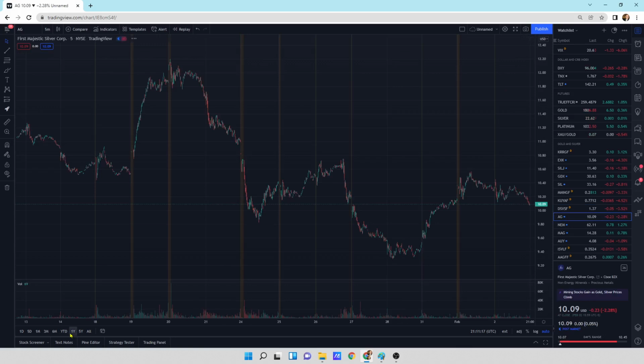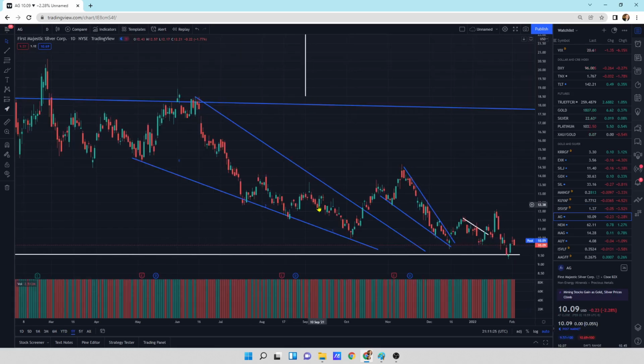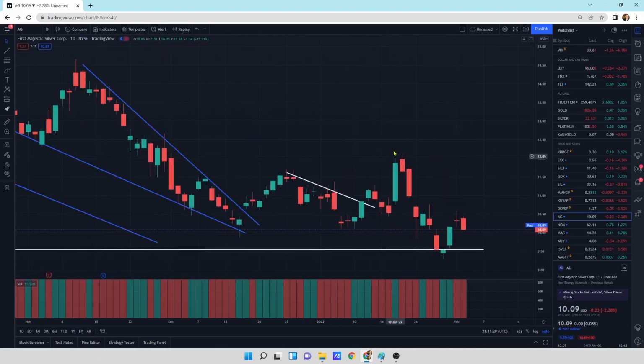Looking at AG, let me get back out to the dailies. AG is First Majestic. The company is run by Keith Neumeyer. He's a good dude. I'll say that. Yeah, a little bit of a bearish engulfing on the very short term. Might see it just bounce back down like this or something like that.